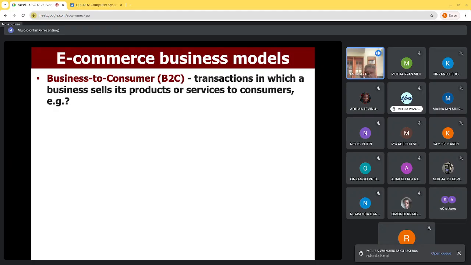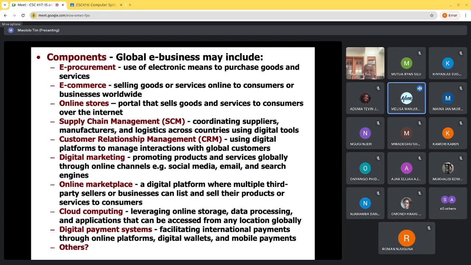Yes, somebody's asking a question. I wanted to ask, can quality assurance, a department as quality assurance, be part of a component of global e-business in terms of ensuring that products that are delivered to customers are not defective?